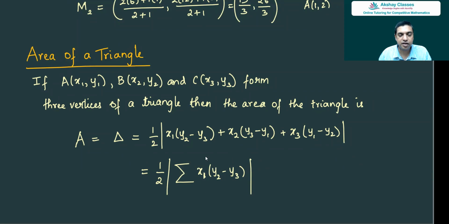After x1, you should write x2. After x2, you should write x3. So in the next term, you will get x2 plus x2 times... Now replace y2 by y3, y3 by y1. Next term will be after x2 comes x3. So then this one will be y1 minus y2, because of the next sequence of the numbers. This is the area of the triangle.